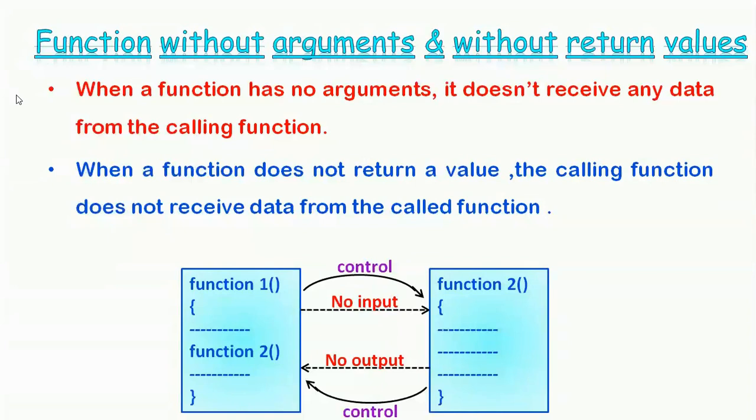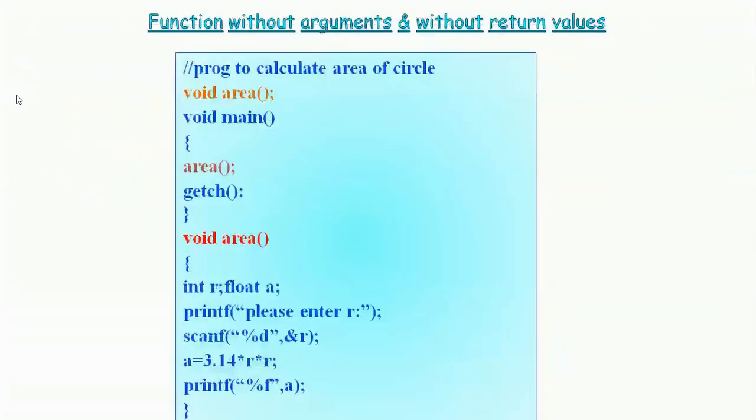Simply in this figure we can see when function 1 is calling function 2, the control of program goes to function 2, and after executing the code of function 2, the control of program again returns back to function 1. Now there is one example of function without argument and without return value.